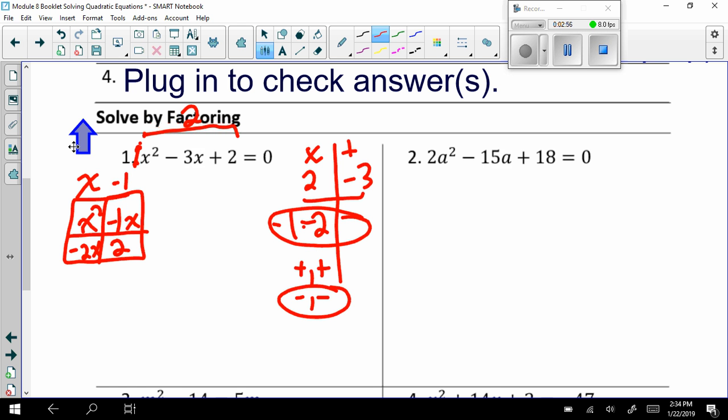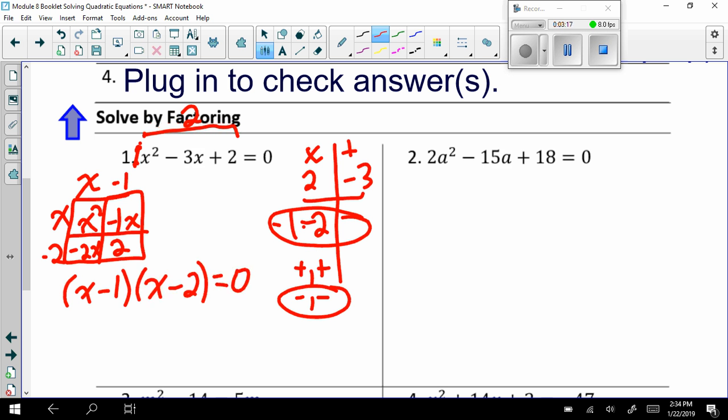My first row, x squared and negative 1x, just have x in common. And then 2x and 2 have a 2 in common. And again, the sign follows. So since that is negative, that is negative. So it is factoring to x minus 1 times x minus 2 equals 0. So what I've done is I've rewritten this trinomial as the product of two binomials going through our factoring process.